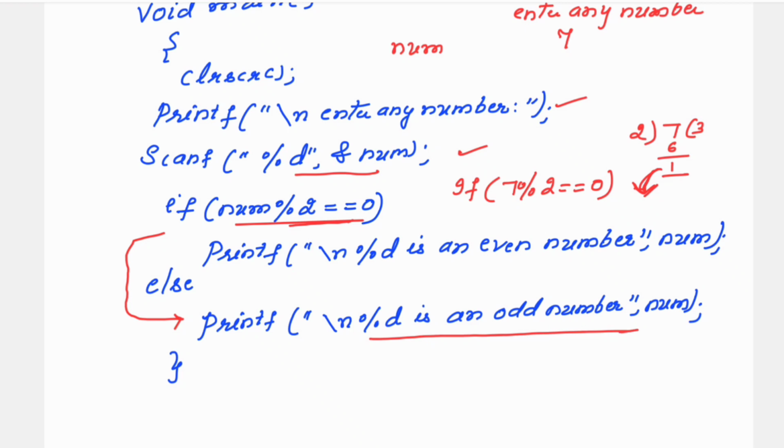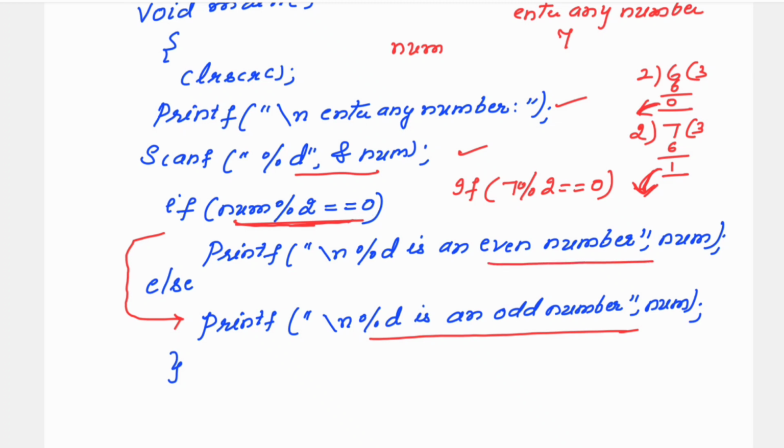Now let us see if the user enters the number as 6. When it gets divided, the remainder is 0. So we check if num mod 2 equal to 0, and then print that the given number is an even number.